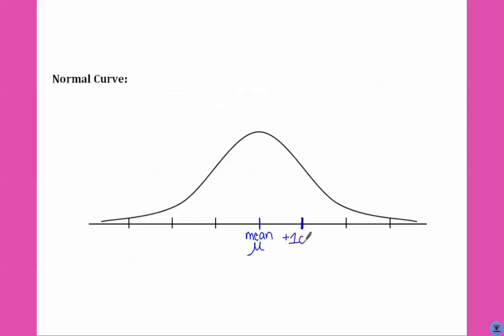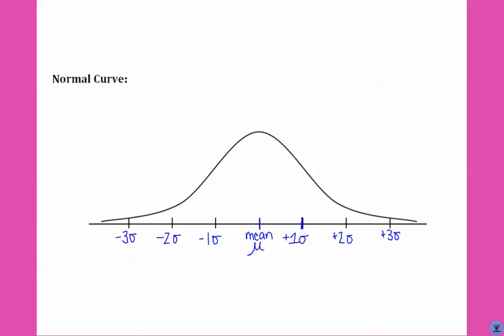So this is +1 standard deviations. This is +2 standard deviations. This is +3 standard deviations. On the other side, we have -1 standard deviation away, -2 standard deviations away, and -3 standard deviations away. And those marks are the same for everything that's measured under the normal curve. Now, how much each standard deviation is worth changes based on your data.